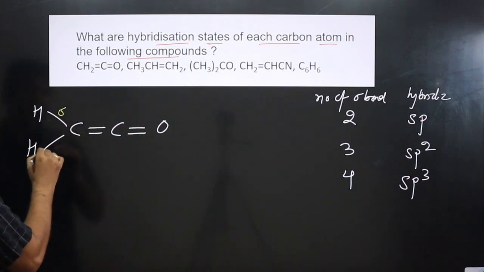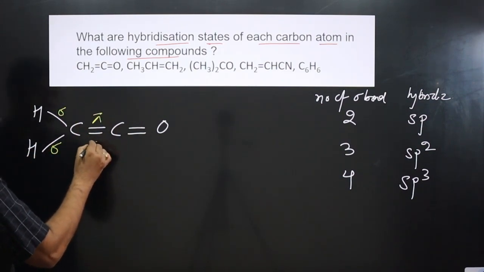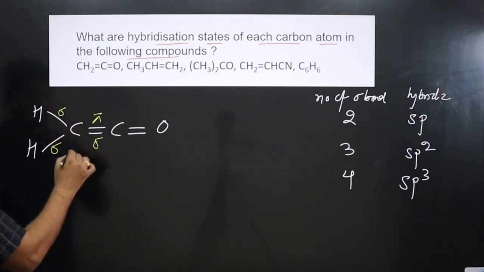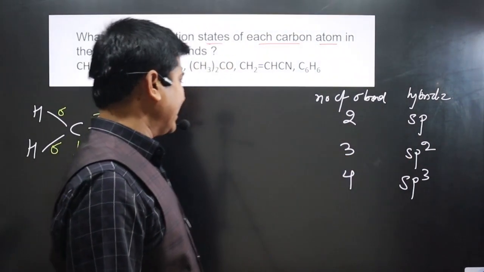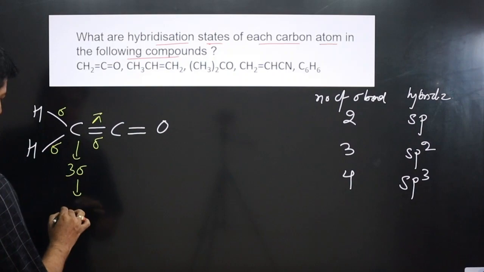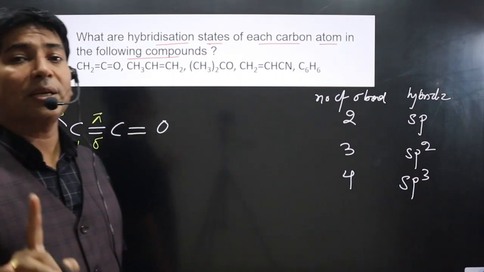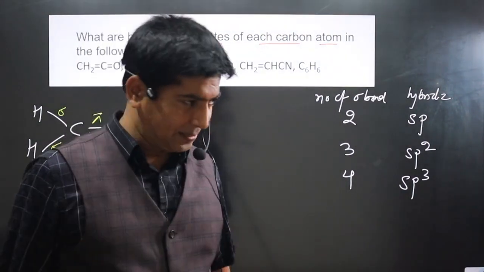How? A single bond is always a sigma bond, and in a double bond one is a pi bond and the other is a sigma bond. So now you can see this carbon is forming how many sigma bonds? It is forming 3 sigma bonds, and based on this information it is sp2 hybridized. If 3 sigma bonds are there, then it will be sp2 hybridized. Keep in mind we consider only sigma bonds, we do not consider pi bonds in determining hybridization.